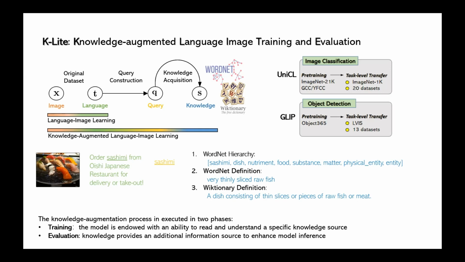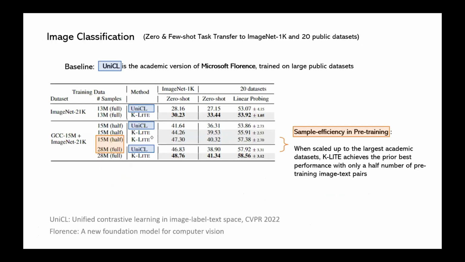So we will apply this K-Lite to two hardcore machine learning computer vision problems. One is image classification, where we are trying to leverage external knowledge for UniCL for the task level transfer. And in the second setting, we will apply K-Lite to the GLIP setting, where we pre-train on a large object detection dataset or image-language dataset. Then we're trying to see how it improves the task level object detection transfer. Let's look at the result on image classification first.